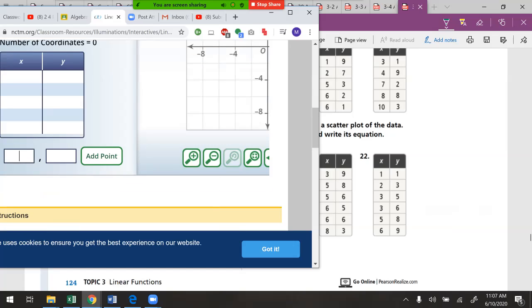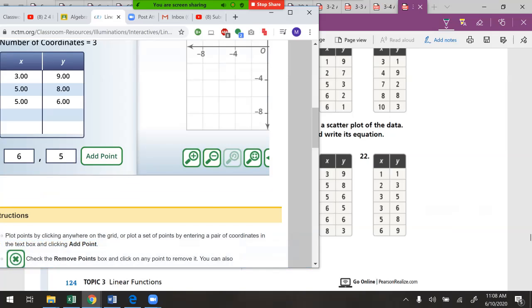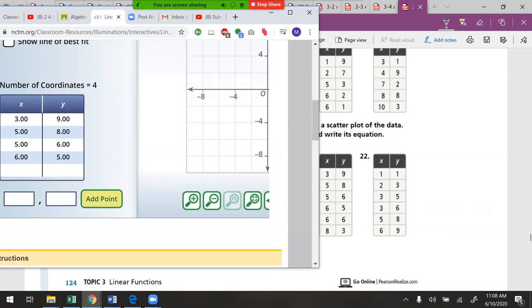Okay, and then what I'm going to do is I'm going to add the points. So let's say I want to go 3, 9. Let's add that point. Okay, and then 5, 8. Add that point. Okay, 5, 6. Add that point. Okay, 6, 5. Add that point. Oh, it says by clicking points, add the point. There we go. 6, 6. Add the point, and then another one. 8, 3. Add that point. So now we've got 6 points total.